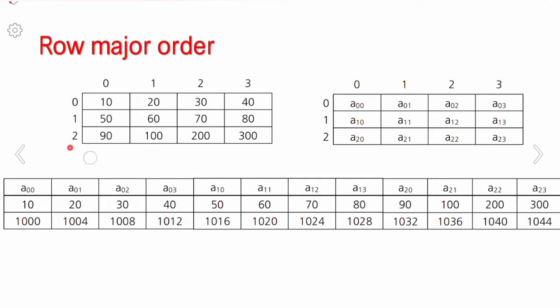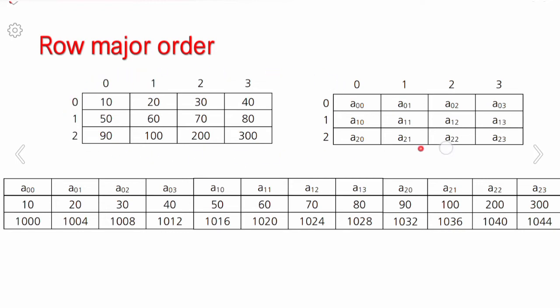In the given example, the elements are stored in the format of a matrix. We are taking 3 rows and 4 columns, so this is a 3 by 4 matrix, and we are storing the elements in the 3 by 4 matrix format. The memory representation will be in this format.